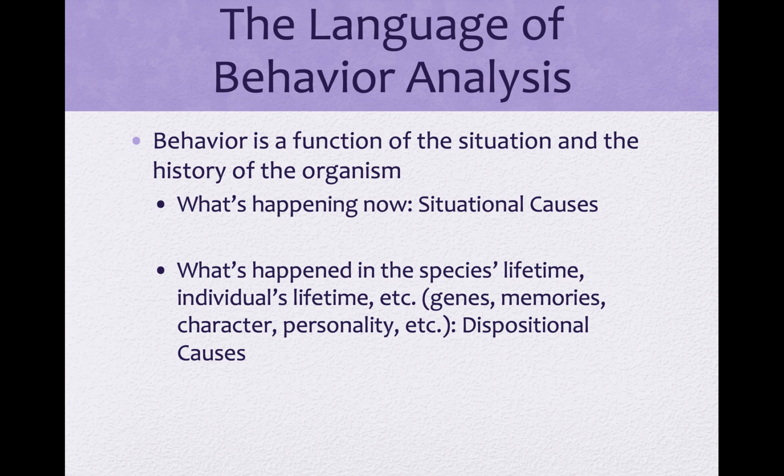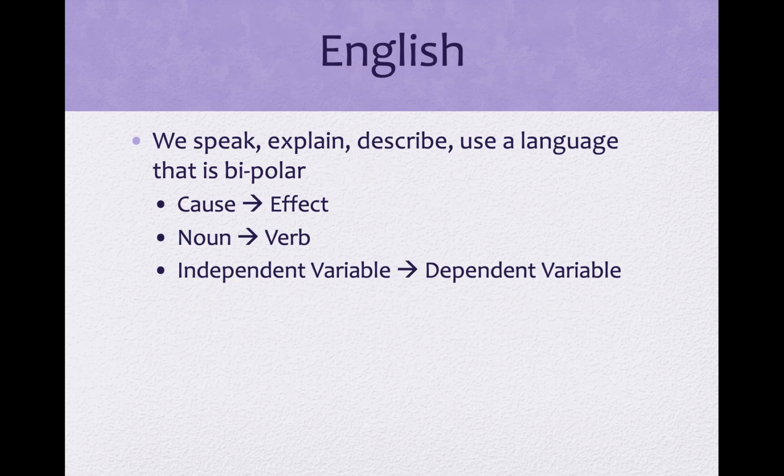We can divide that into 2 bits. We call situational causes what's happening right now in the current context, and what's happened in the species' lifetime, or the individual's lifetime: the genes in that organism, its memories, its character, personality. Those we call dispositional factors. So we know that there are 2 influences on behavior, what we call situational factors and dispositional factors.